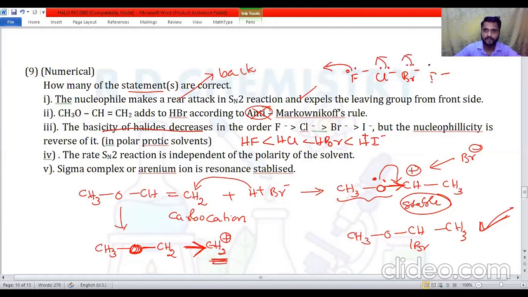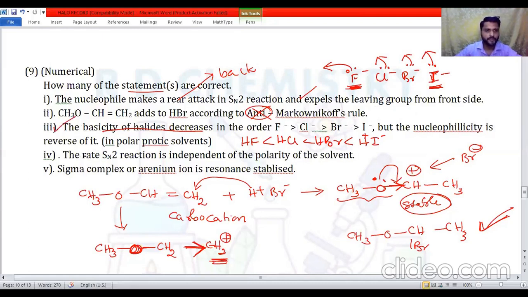In all these cases, iodide ion can give electron density most easily because iodine is the least electronegative element. Fluoride cannot give electron density easily because it is more electronegative. Therefore, the order is reversed compared to the basicity order. So option number 3 is also correct.